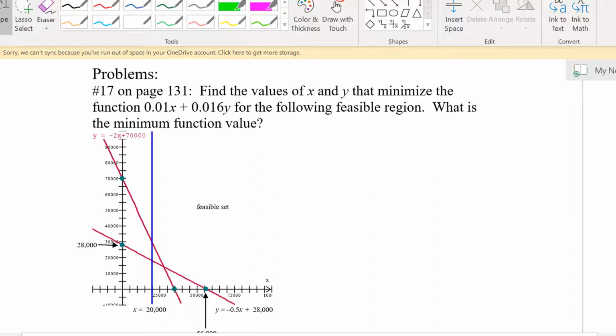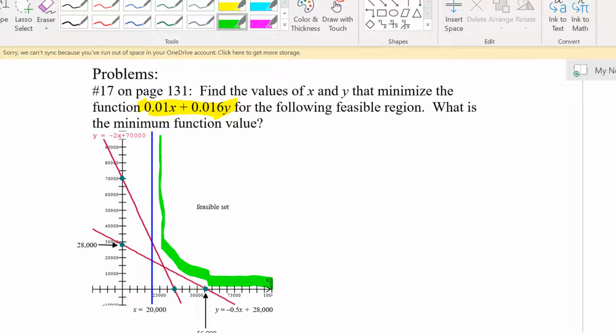So it says find the values of x and y that minimize this function. So this right here, this is our objective function for the following feasible region. What is the minimum function value? Okay, so this time we're trying to minimize. In the last one we were trying to maximize. So they've told us that this right here is the feasible set. So it, as we can see, is not bounded. So there may or may not be a feasible solution or an optimal solution.